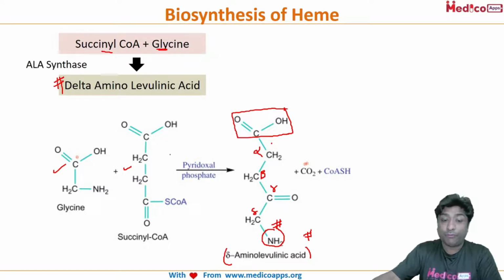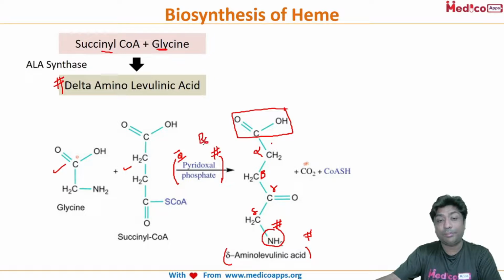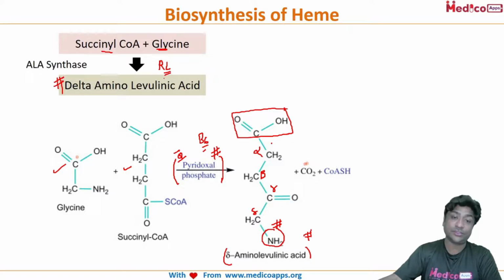Now a very important question, asked multiple times: what is the cofactor for this reaction? The cofactor is pyridoxal phosphate, or vitamin B6. The enzyme here is ALA synthase, because ALA is being formed, and this is the rate limiting step of biosynthesis of heme. As all of you know, the rate limiting step is the slowest step of any cycle. So this condensation reaction, when succinyl CoA and glycine combine to form delta aminolevulinic acid, is the rate limiting step of biosynthesis of heme.